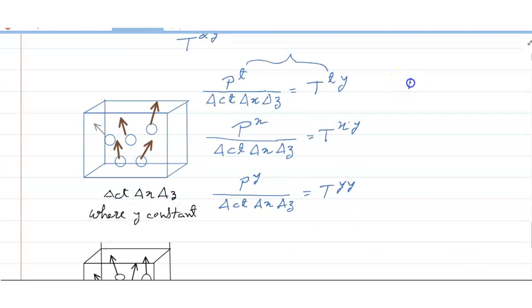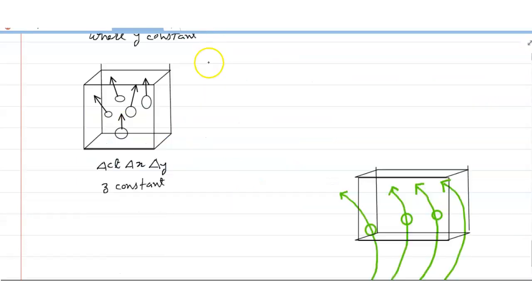Similarly, pz divided by del x into del z equals tzy, and a unit time-xy box at constant z gives T alpha z, where in the xy box z is constant, and del x, del y and del ct is the unit box.